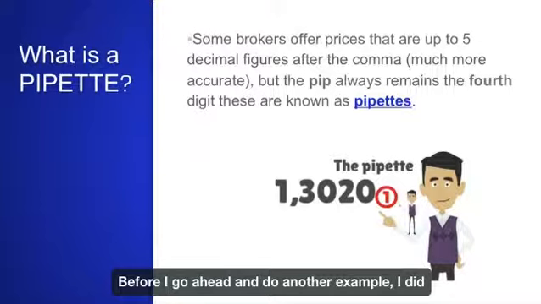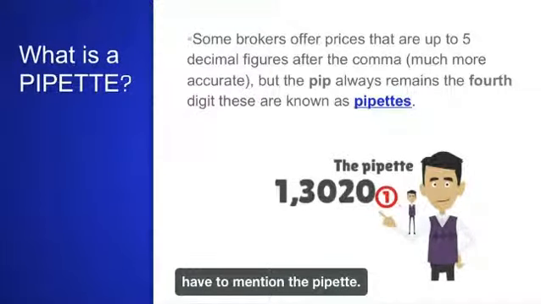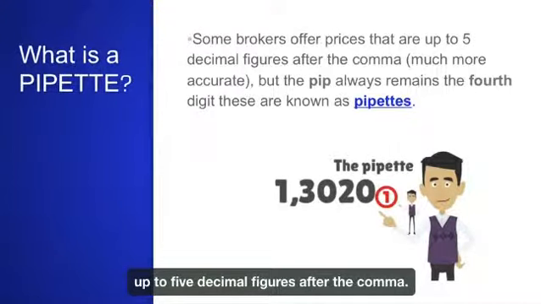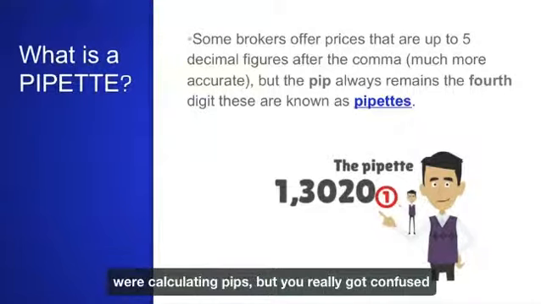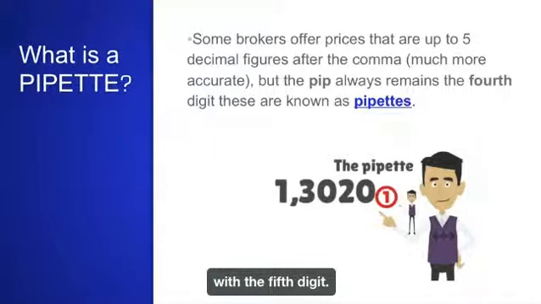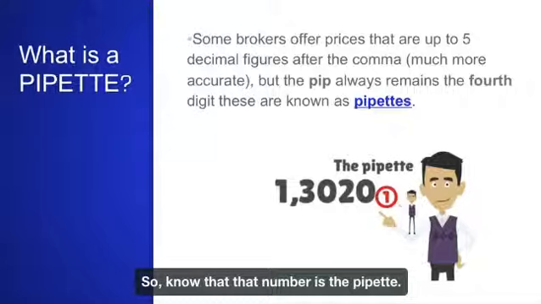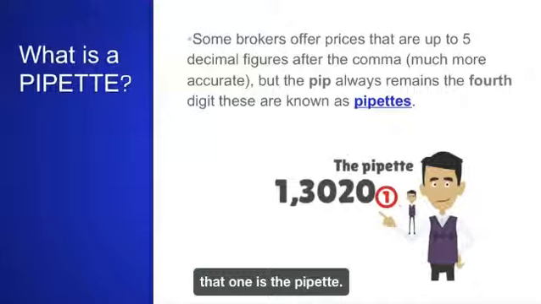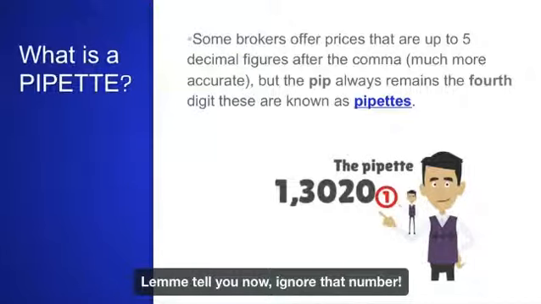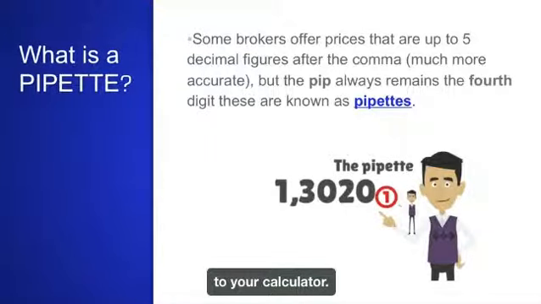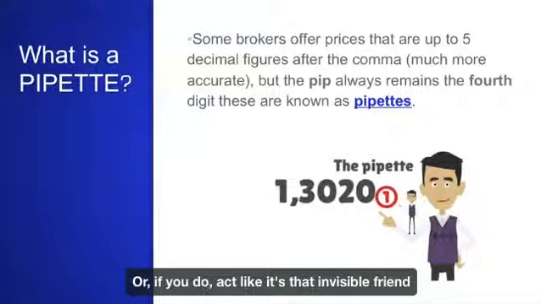Before I go ahead and do another example, I did have to mention the pipette. Some brokers offer prices that are up to 5 decimal figures after the comma, and it's much more accurate, so they say. Really, what I say is it just gets in your way, makes you mad, and you thought that you were calculating pips, but you really got confused with the 5th digit. So know that that number is the pipette. So in this picture, you see 1.3020 1. That 1 is the pipette. Let me tell you now, ignore that number. When you're calculating, don't even add it to your calculator. Or if you do, act like it's that invisible friend that you had.